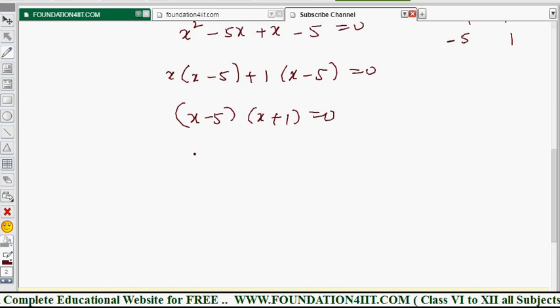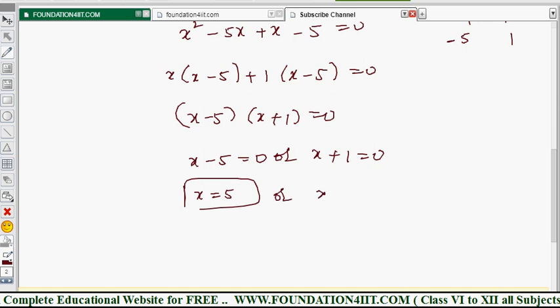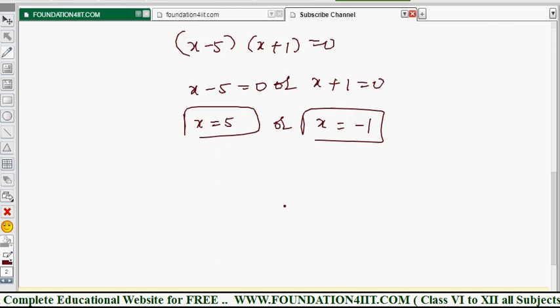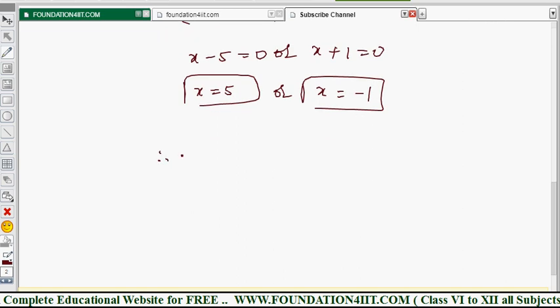So according to the zero product rule, x minus 5 is equal to 0 or x plus 1 is equal to 0. Then x is equal to plus 5 or x is equal to minus 1. Okay, from these both, here is the solution set. Therefore, the solution set for this problem is 5 comma minus 1 or minus 1 comma 5, right?